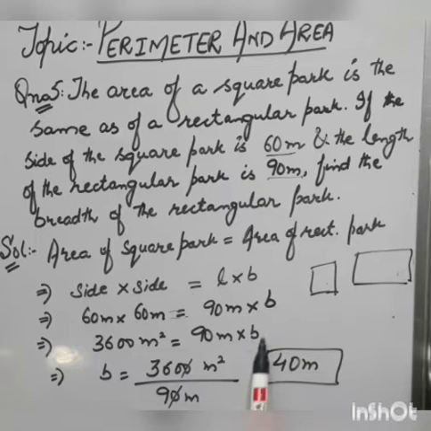Now we have to find this breadth. So this 90 meter will be shifted to this side of the equation. It will go into division. So breadth is equal to 3600 meter square divided by 90 meter. The 0 and 0 will cancel out. The 9 1 are 9, 9 4 are 36 and 9 0 are 0. So 40 meter. So 40 meter is the breadth of the rectangular park. Clear?